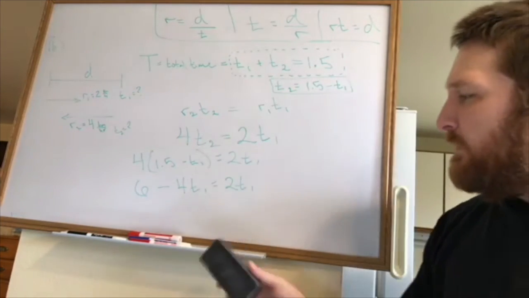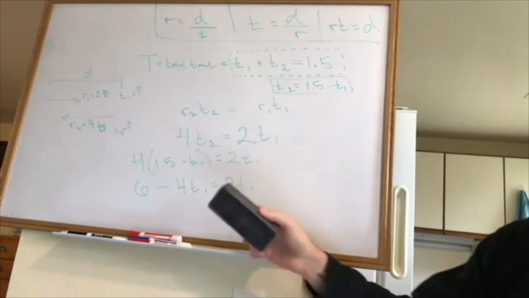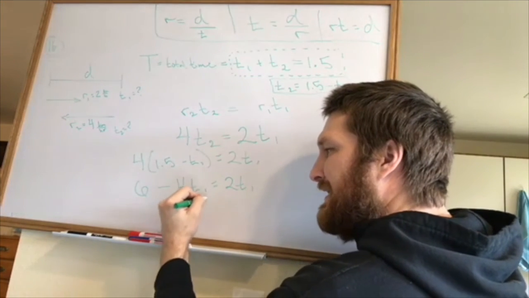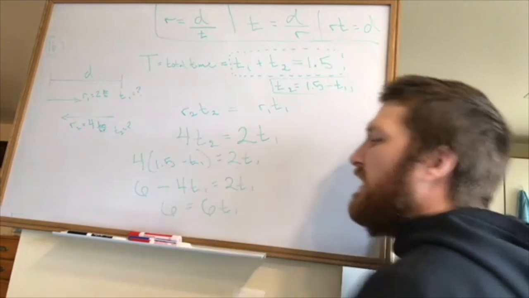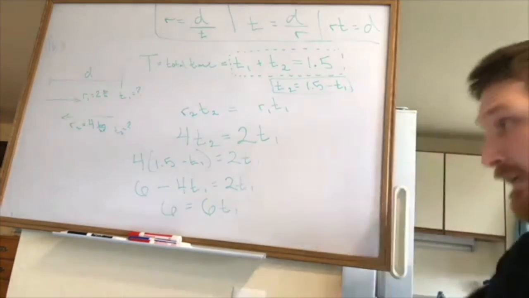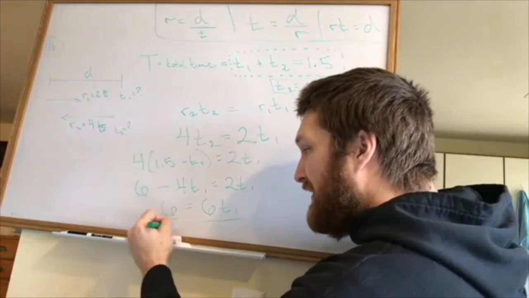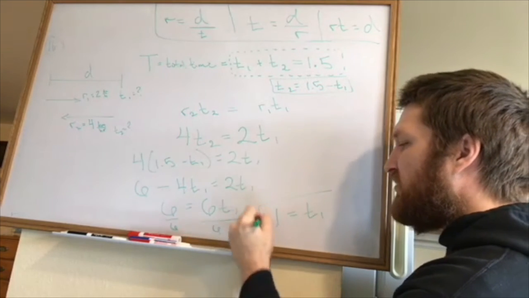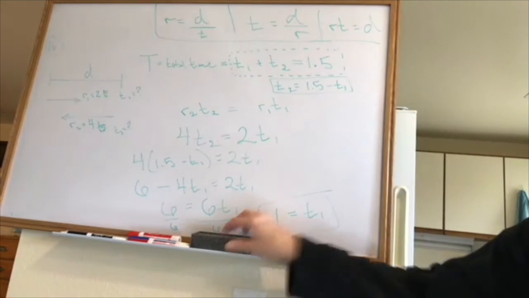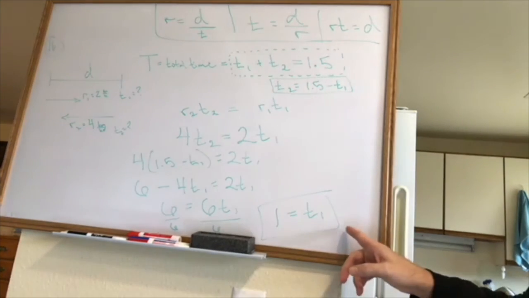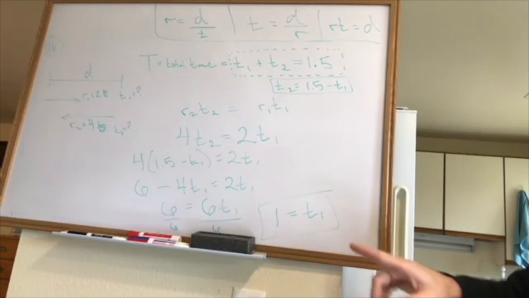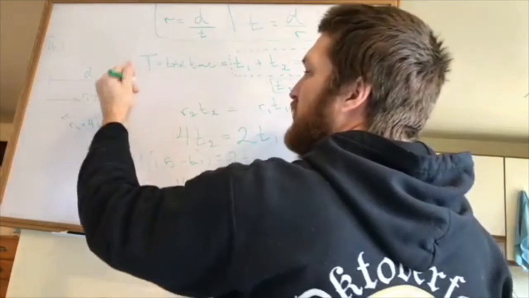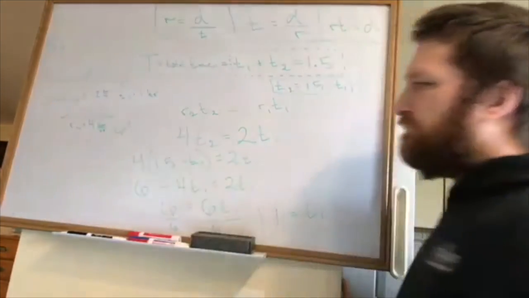And so now what I'm going to do is add 4T1 to both sides. That gives me 6 equals 6T1. And so I could solve for T1 by dividing both sides by 6. And I get 1 is equal to T1. So let's put this back into context here. What just happened? We found that she rode out for 1 hour. Okay, so T1 is equal to 1 hour.